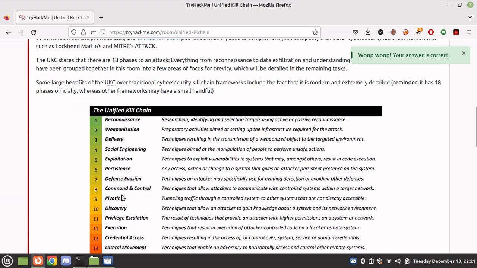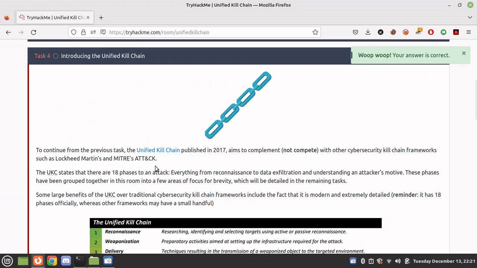Now we have the Unified Kill Chain. Basically, now this should be fun. To continue from the previous task, the Unified Kill Chain, published in 2017, aims to complement, not compete with, other cybersecurity kill chain frameworks such as Lockheed Martin's Cyber Kill Chain and MITRE ATT&CK. The Cyber Kill Chain was introduced by Lockheed Martin, and MITRE ATT&CK is another framework which we'll discuss in the upcoming videos.